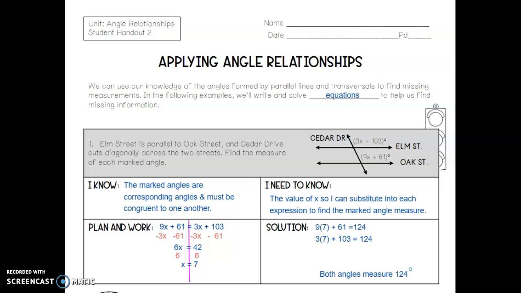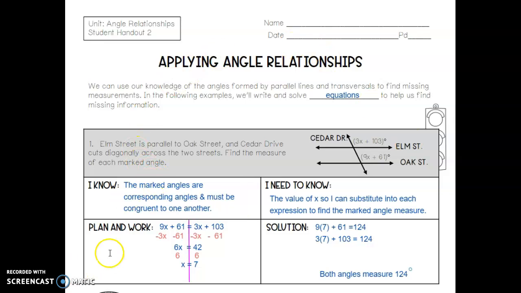We have 3x plus 103 and 9x plus 61. Those are expressions used to represent the angles' measures. And so we need to identify the relationship. They are on the same spot on different parallel lines, so they are going to be corresponding angles. And what we learned in Lesson 1 about corresponding angles is that they are congruent, or equal to each other. And so we're going to take those expressions and we need to plan our work, because in order to find the measure of each marked angle, that's what we need to know.